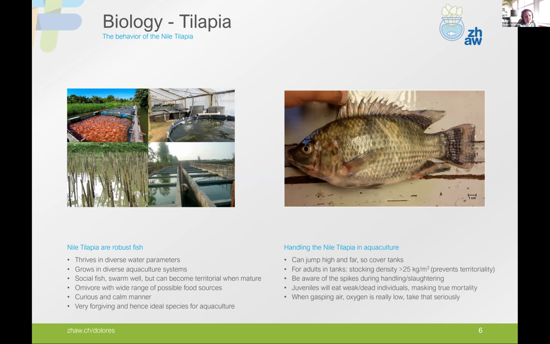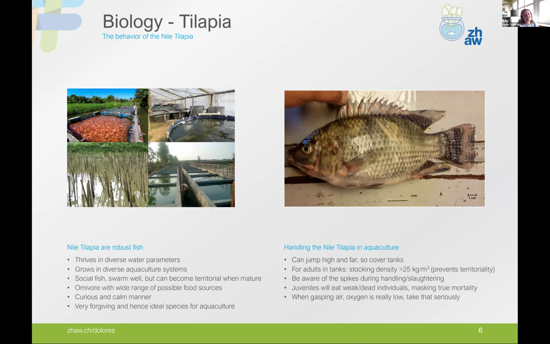What happens sometimes if they have a mortality in the tanks or the ponds, they are cannibalistic. So they will eat weak or dead individuals. And sometimes this masks a little bit the true mortality that you have in your system. So this is something to pay attention to if possible. If you have an aquaponics system, you have them in a tank, and you are aware how many fish there are. And if they start to disappear, one possibility is that they are dying off and that they are just eating each other.